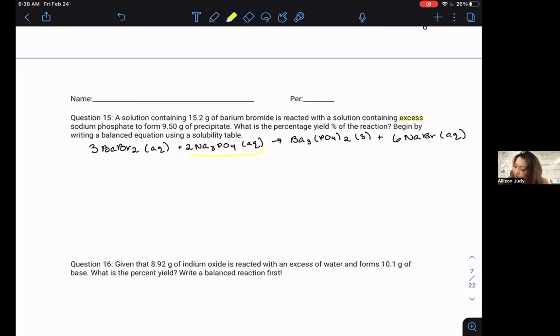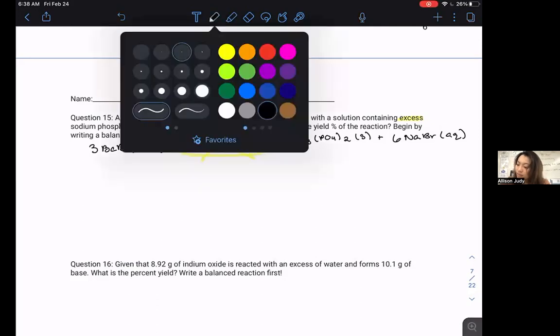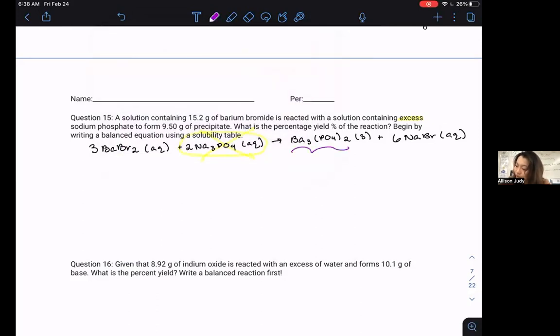Okay. So once I get this, what I know is that I'm told the excess is sodium phosphate. So I actually don't have to worry about my sodium phosphate being the reagent that would determine how much actual product I could get. Okay. And I'm also told in my details that I do get 9.50 grams of this.